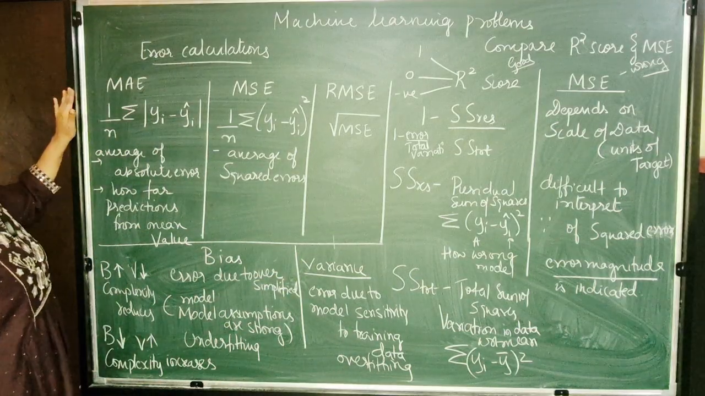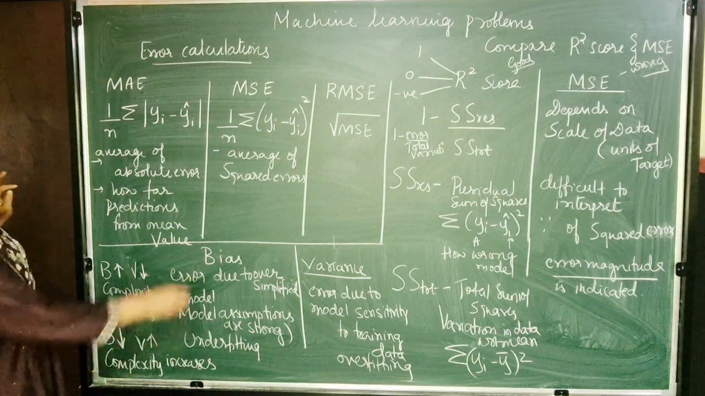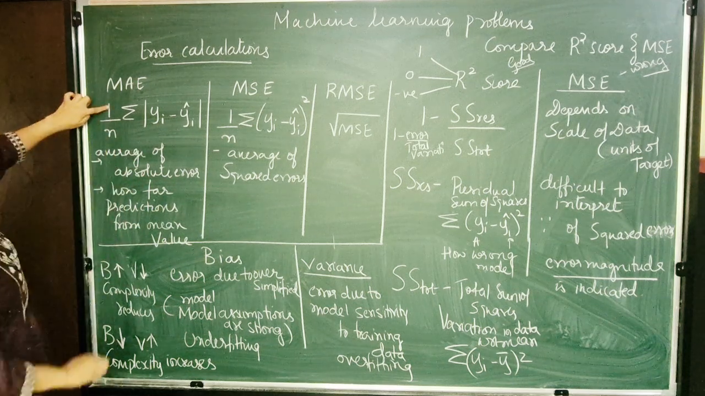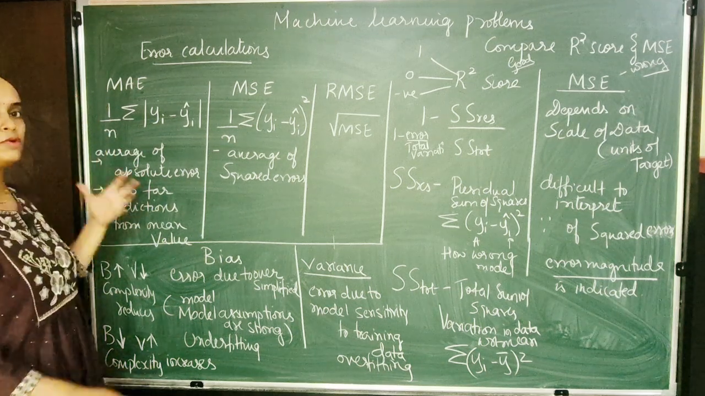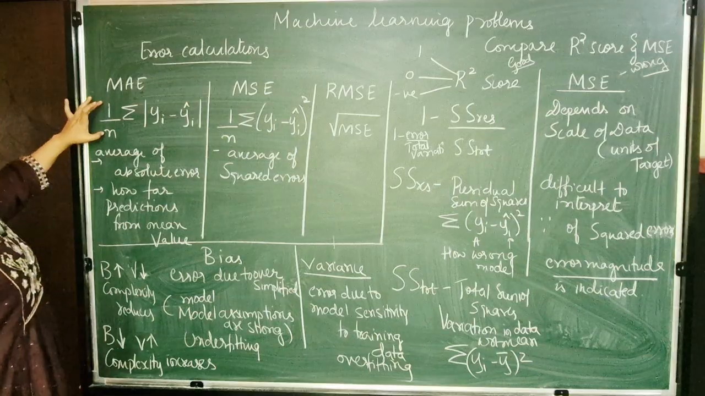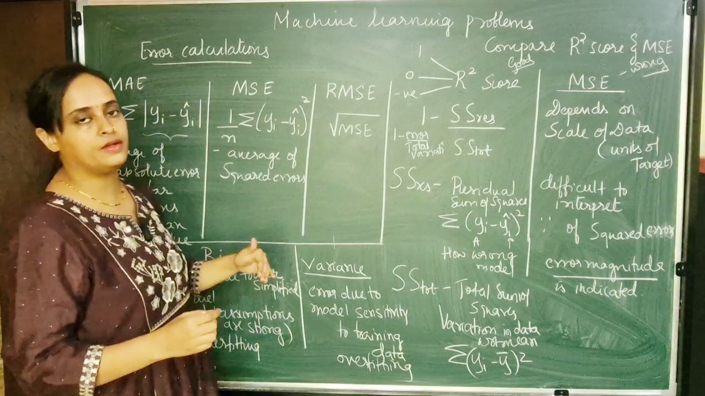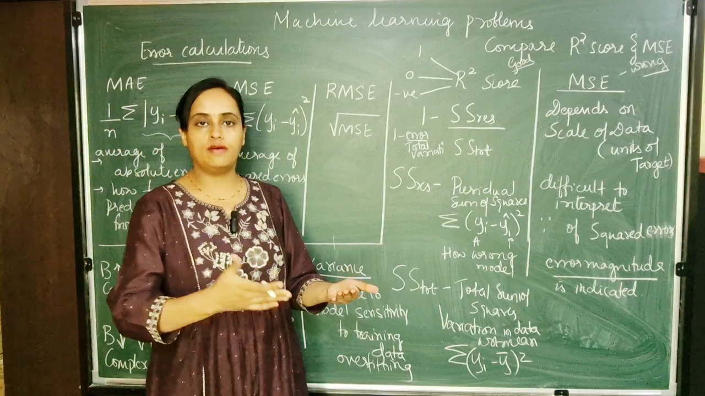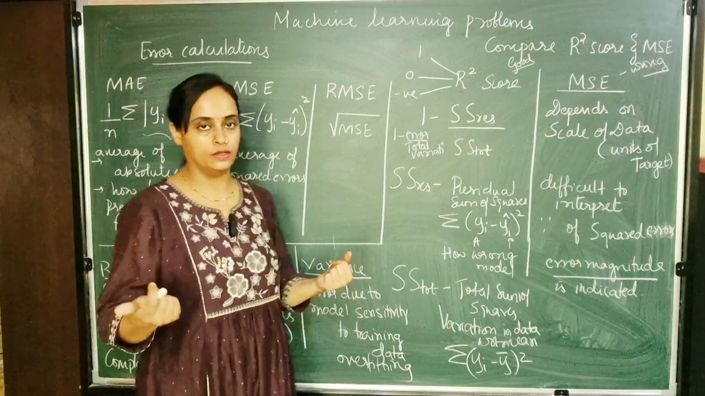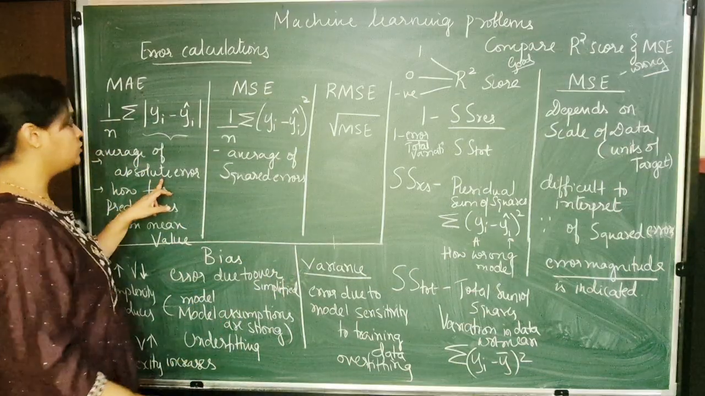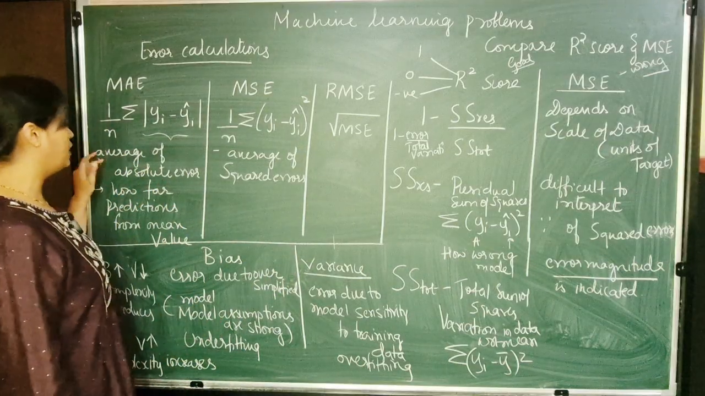If you observe the formula for mean absolute error, it is nothing but we are finding the average, that is 1 divided by n, the total number of data sets available, average of absolute error. See, how do we find the error? Difference between actual value and the predicted value is the error. That particular error, we need to consider the absolute error and find the average of it.